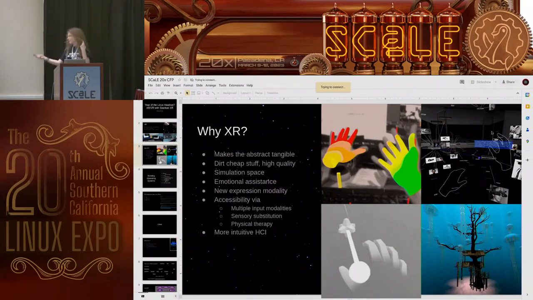And more intuitive HCI. Our computers, as they are today, we've learned to use them, but they could be better. Instead of having to remember complicated key shortcuts just to activate a draw mode, in Stardust and XR in general, you can just grab an object and start drawing in midair.